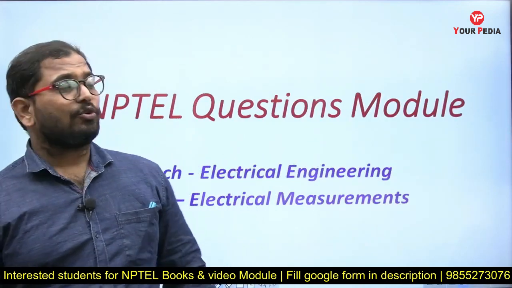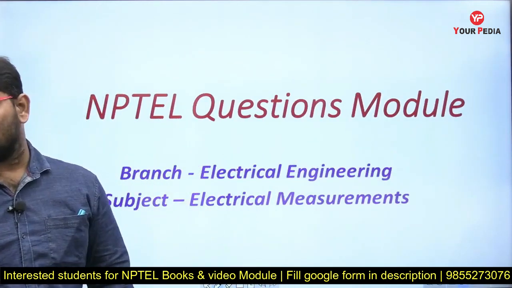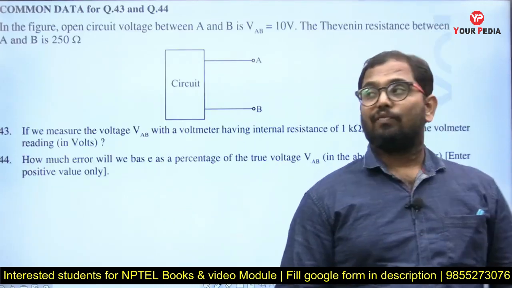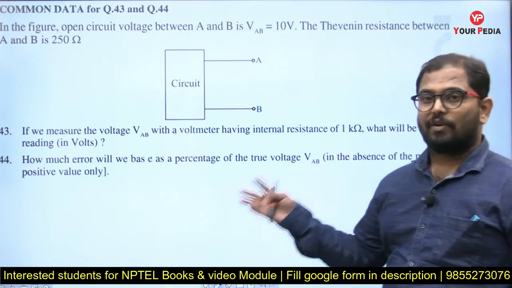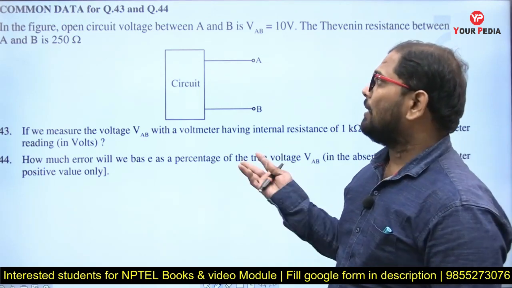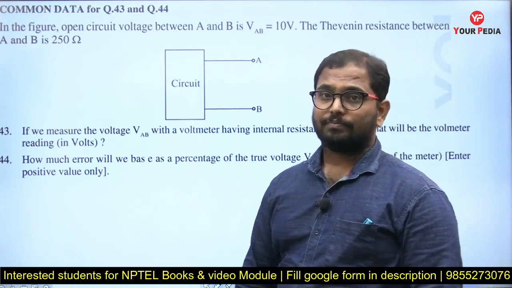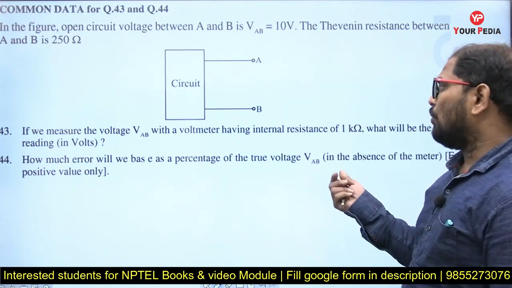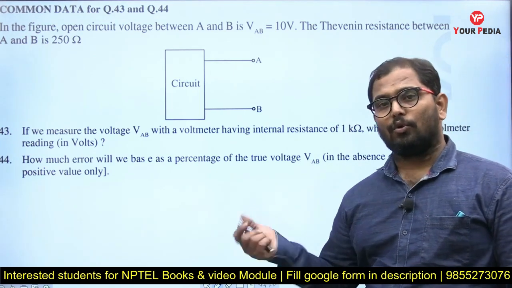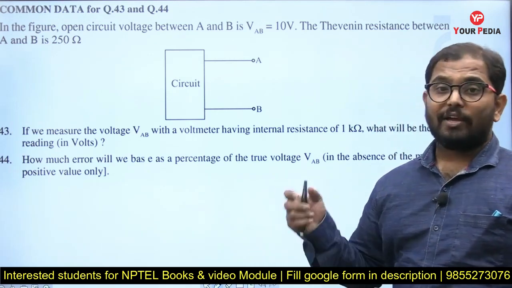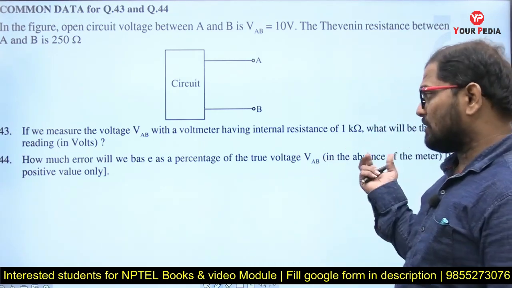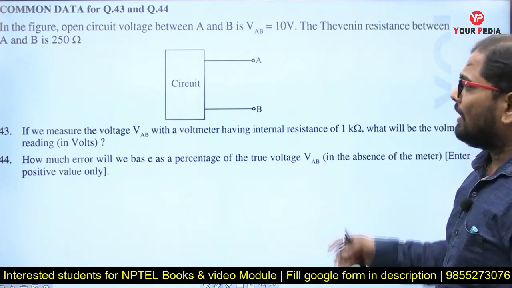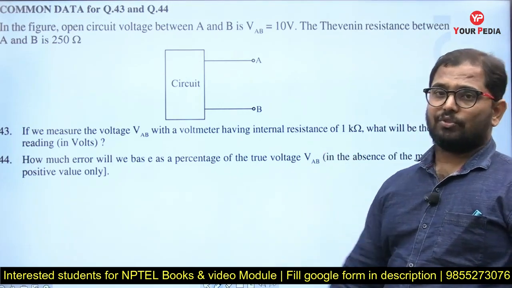Okay, now let's move to the first question of your electrical measurements. That is question number 43 and 44 we'll discuss. Both question number 43 and 44, because this is a common data question. If you check this question, it is a voltmeter loading effect question. Why we are discussing loading effect, we'll discuss when we go deeper into this question. Let's read the question and try to solve it first.